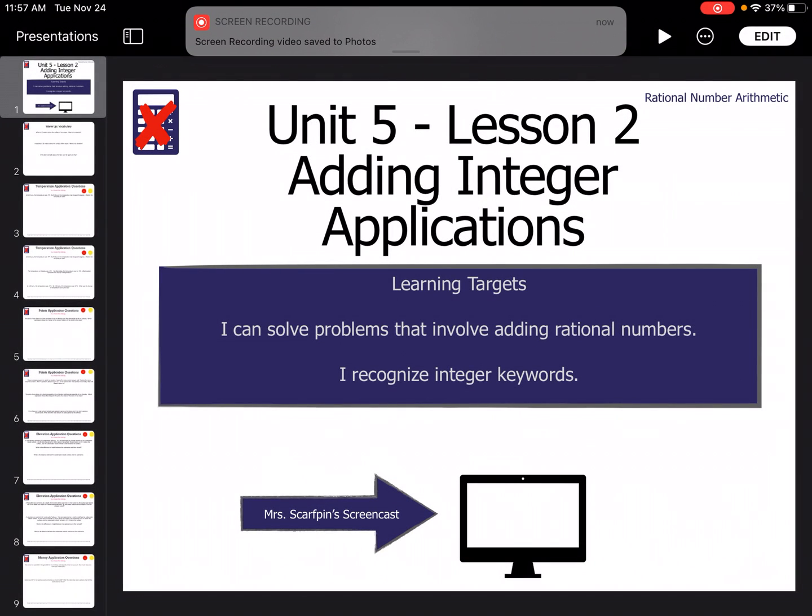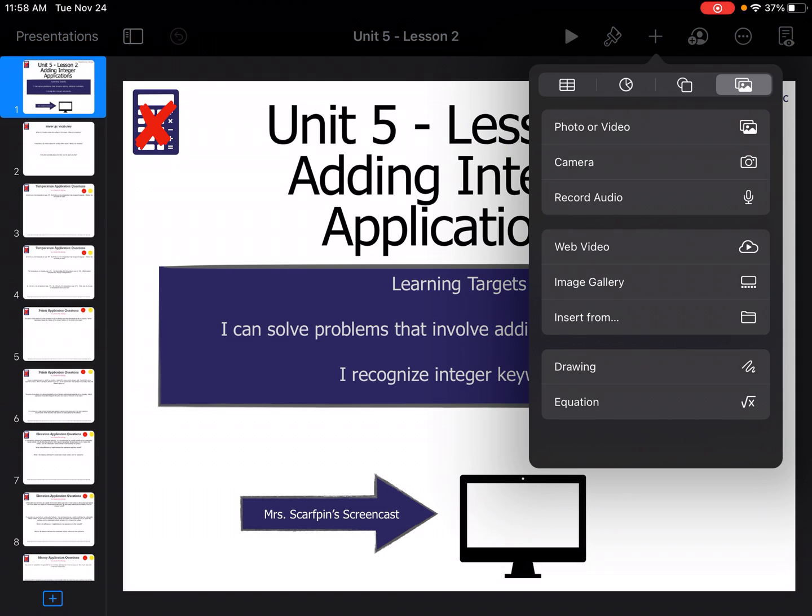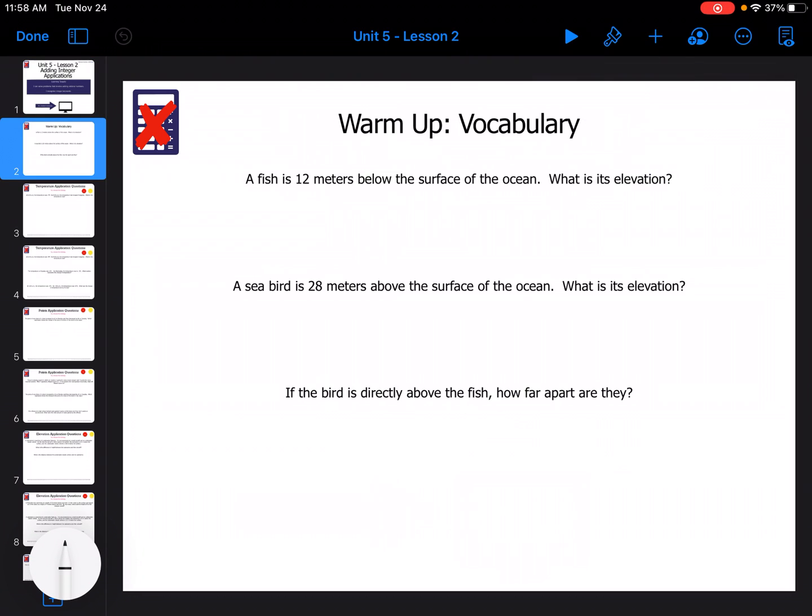Okay, so for this one, we're actually adding integers, but we're going to use an application. That means we're using real-world problems and recognizing integer keywords. That's kind of why we've been doing the Gimkit and the quizzes. So I'm going to go ahead and turn on my drawing tools and go to the first slide.